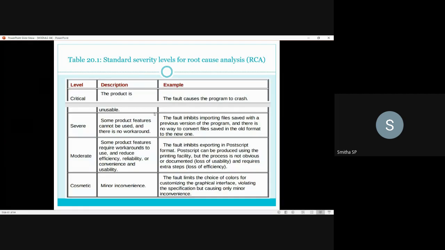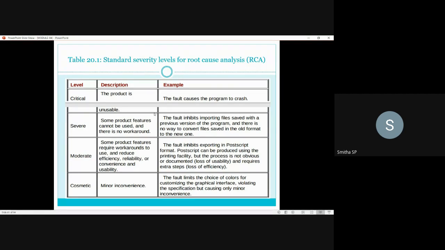This is the table where you can see the levels of faults, the classification of faults. These are the standard severity levels for RCA, that is, root cause analysis. Here you can see faults are classified into four levels: critical, severe, moderate, and cosmetic. First, critical.